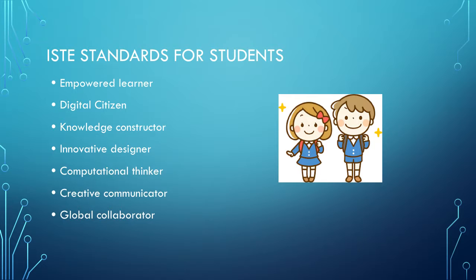The fifth standard is computational thinker, in which students develop problem-solving strategies utilizing technology. The sixth standard is creative communicator, where students communicate clearly and can be creative using technology and the media. The final standard is global collaborator, in which students use digital tools and the internet to work with other people and students.